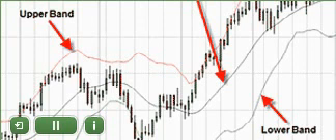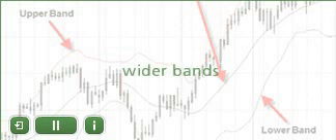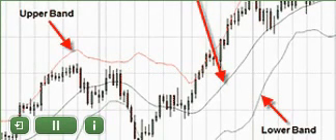Therefore, 20-period Bollinger Bands tell you how wide or volatile the range of closing prices has been during the past 20 periods. The more volatile the stock or CFD, the wider the bands will be. The less volatile the stock or CFD, the narrower the bands will be.